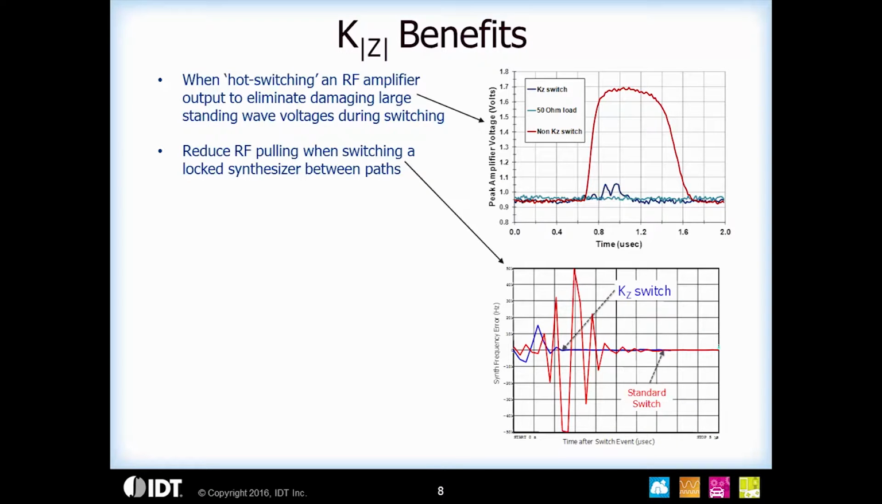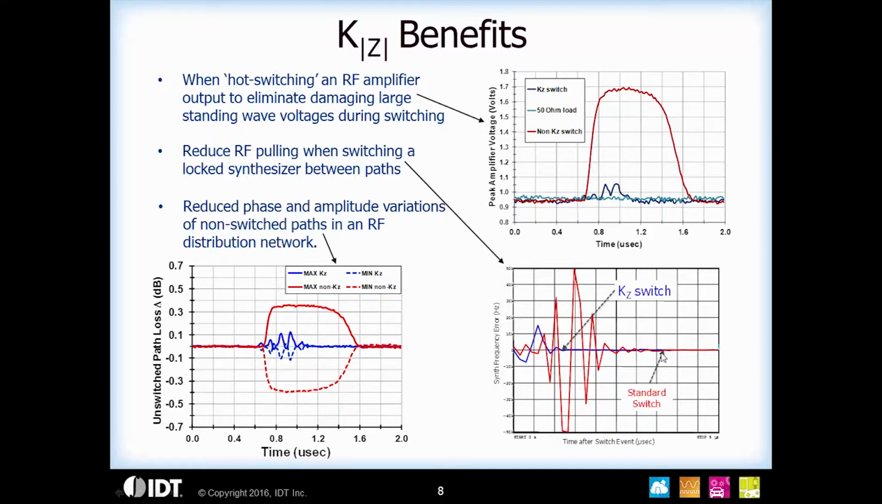Also, when you're RF pulling, switching between different VCOs, with a KZ switch, the frequency synthesis error is extremely small and the settling time is fast. Whereas with the standard switch, you get a huge frequency synthesis error and the settling time is also large, as you see on the slide. Also, the benefit of a KZ switch, a constant impedance switch, is reduced phase and amplitude variations of non-switched paths in an RF distribution network.